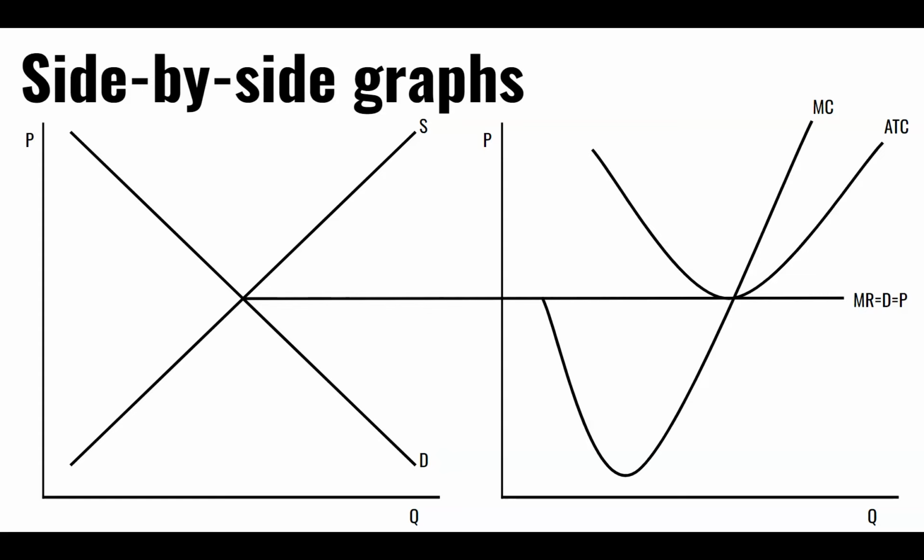And we see where that intersects the marginal cost curve. That tells us our optimal output, and then we will compare that price to average total cost at the optimal output to determine if there's a profit or a loss.